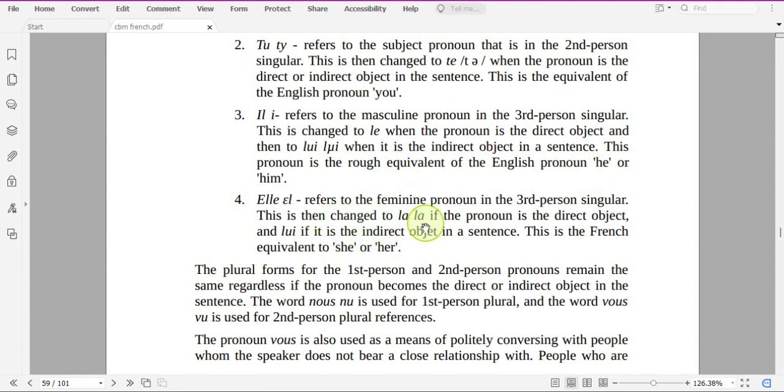This is then changed to la when the pronoun is the direct object, and lui if it is the indirect object in a sentence. This is the French equivalent to she or her. So it's the same thing, but for the female pronoun, she, it is la, not le, when it is the direct object, okay?